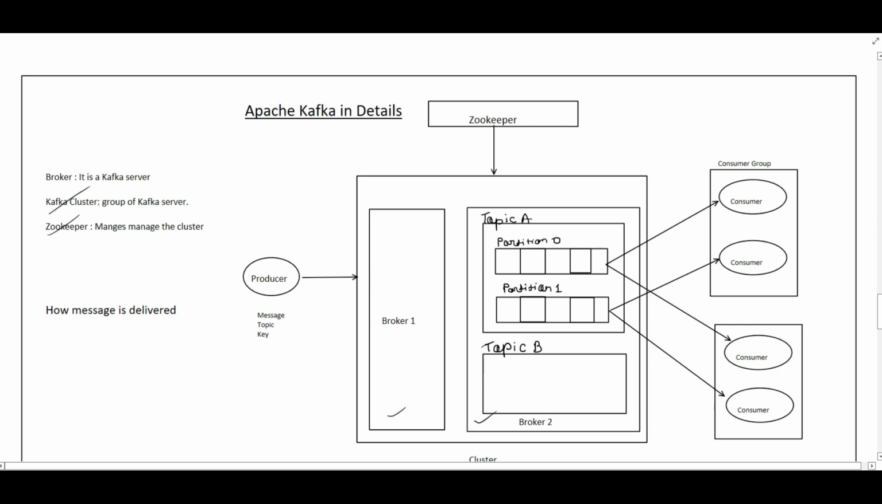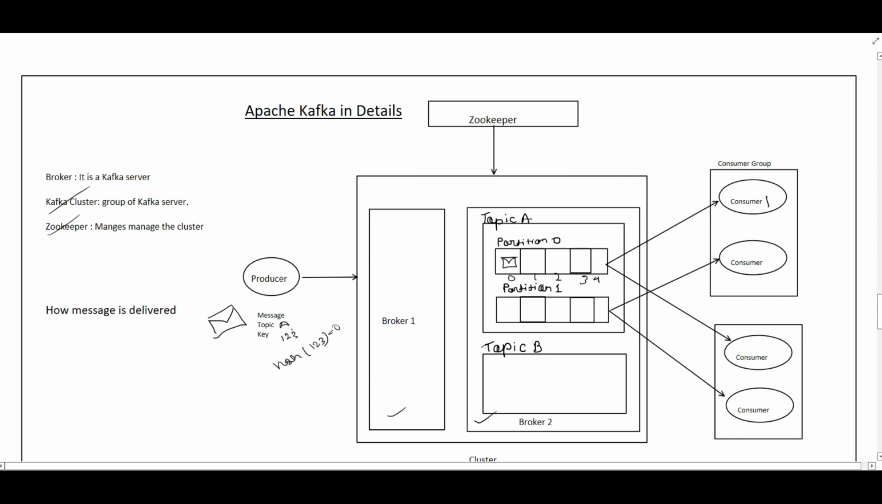Now let's understand how the message will be delivered from producer to consumer. Whenever the message is pushed, it will have a topic name and a key defined. Suppose the topic name is A and the key is 123, then the key will be hashed. Hashing is performed on the key to identify which partition this message will go to. Suppose the hash returns 0, then this message will go to partition 0. And whichever consumer is subscribed to this partition will read the message according to the offset.